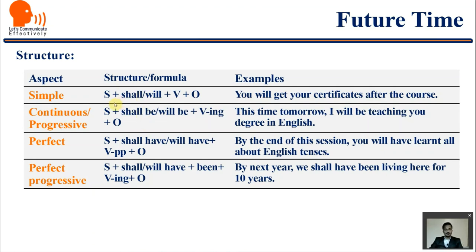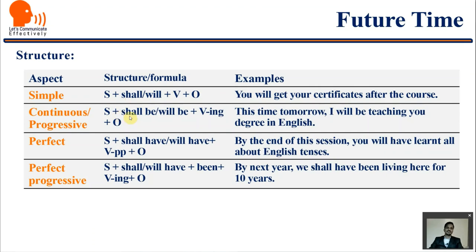So in simple future, it is subject plus shall/will plus verb plus object. When shall, will? So I shall, we shall, you will, he, she, it will, they will. You will get your certificates after the course.